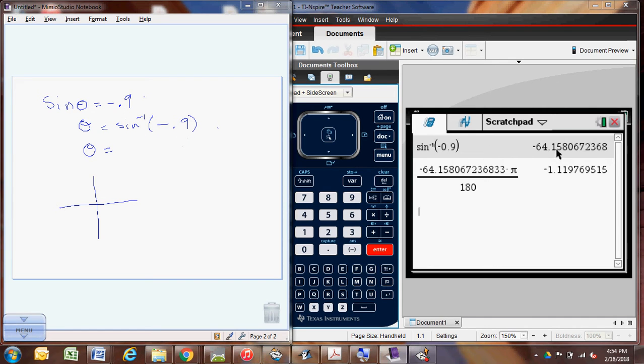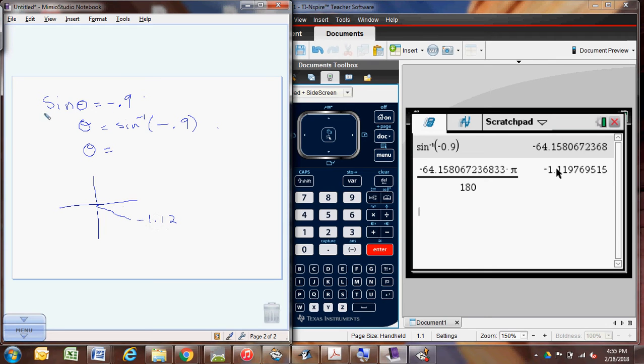My calculator is in degree mode, so it gave me an answer in degrees, negative 64 degrees, which we know is in about quadrant 4 down here. But to convert that to radians, we multiply by pi, divide by 180, so we get negative 1.12 radians, rounded. So over here we just got an answer in quadrant 4 of negative 1.12 radians.